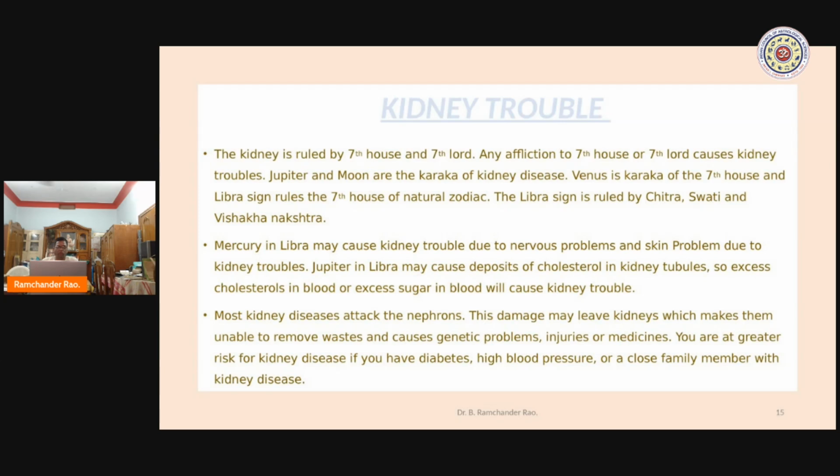I have seen this in my son's own case. He had a kidney problem. I thought it would go. That too in Venus dasa. Yes, he has been operated. Next.